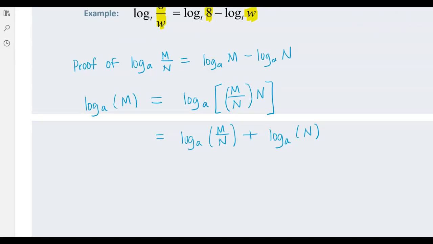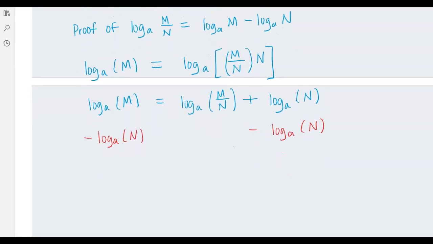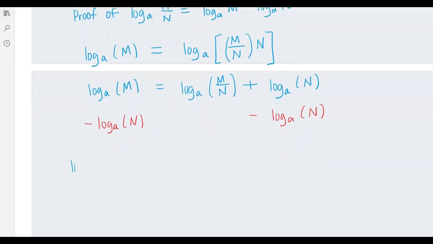On the left-hand side, I have log base a of m. So now what I'll do is I'm going to subtract this from both sides. And I get log of m minus log of n equals the quotient that I started with, right?